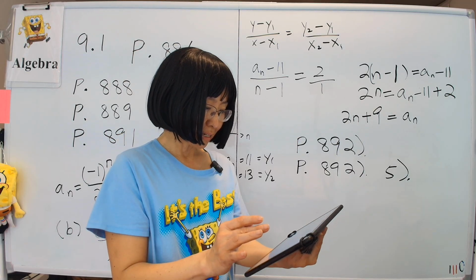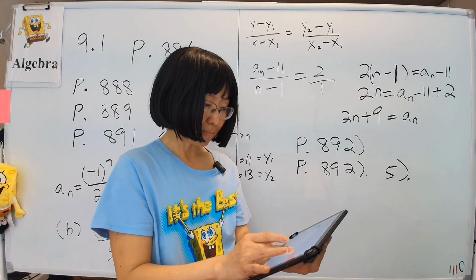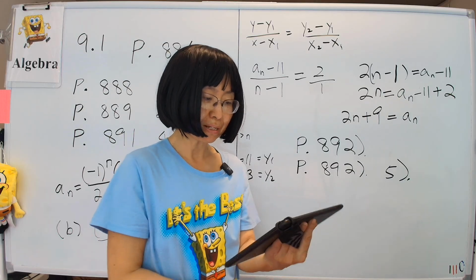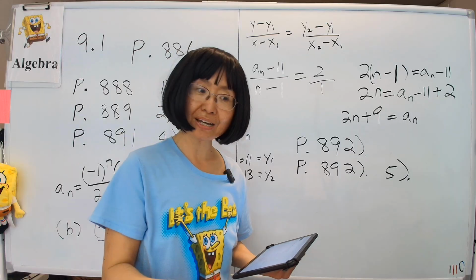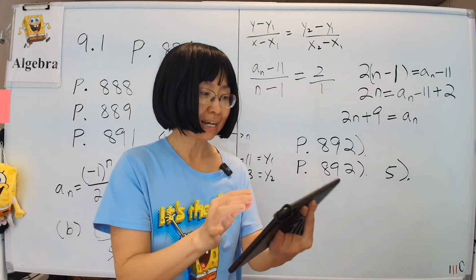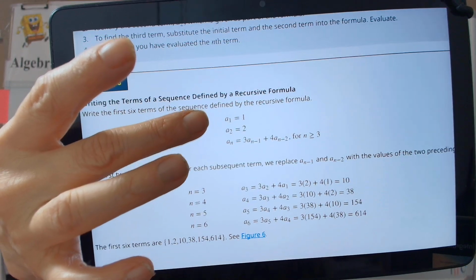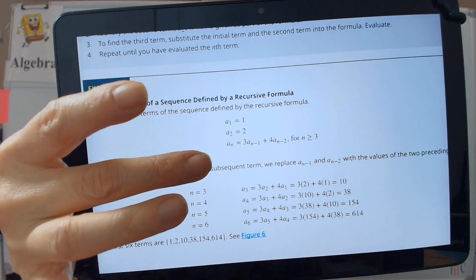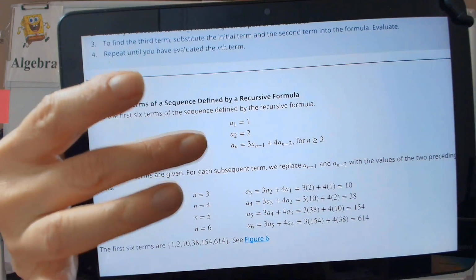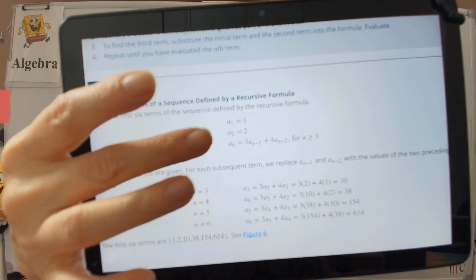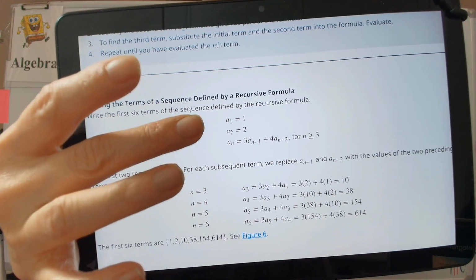Next, let's look at example 6. Example 6 is a recursive formula, but it's not defined with just the previous one. It's defined by the previous 2 terms. We have a1 equal to some number, and a2 is some other number, and after that each term depends on the first 2 terms. It's 3 times the previous one, and then 4 times the one before the previous one.